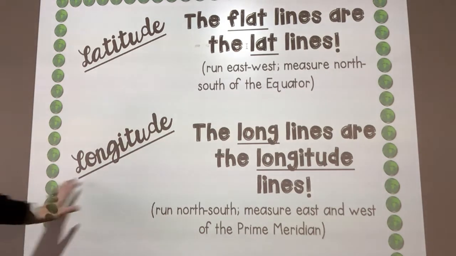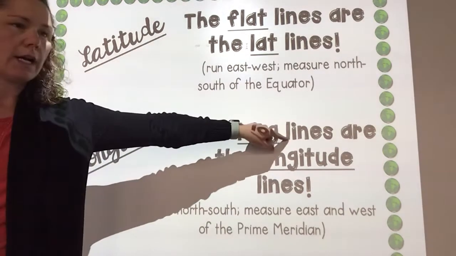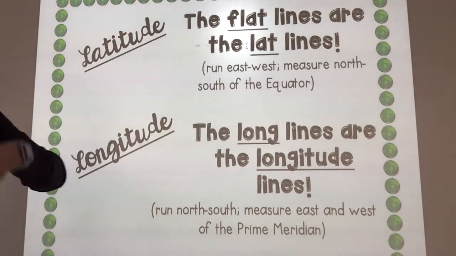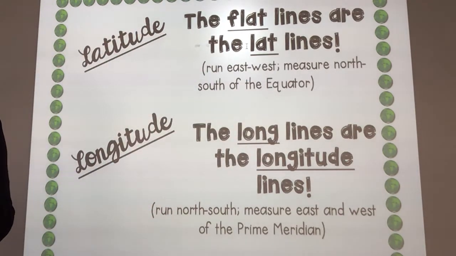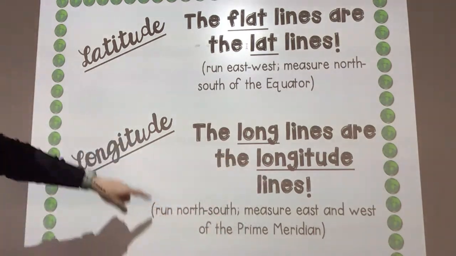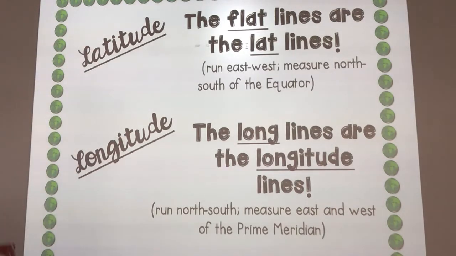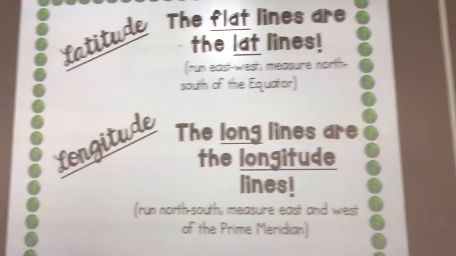Okay, so now we're going to look at the longitude lines here. So those are the long lines, which means they stand. Remember, I always stand. Okay, Mrs. Long stands upright. So your longitude lines are the ones that are running north and south, but they're measuring east and west. Okay, so let's go back over here to my picture.